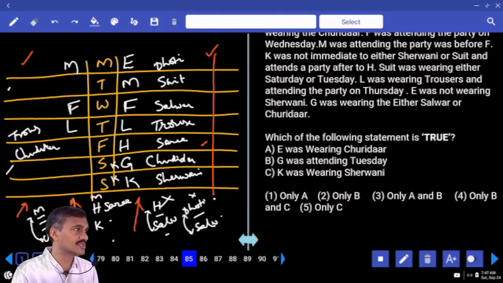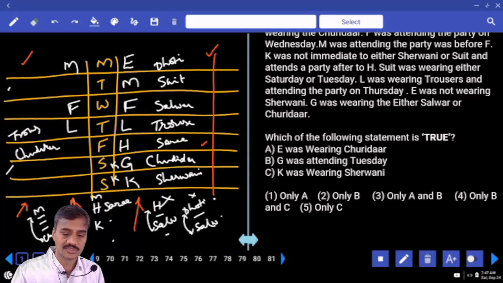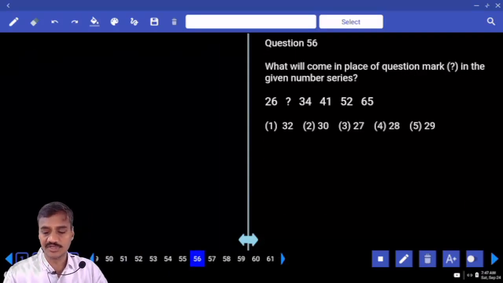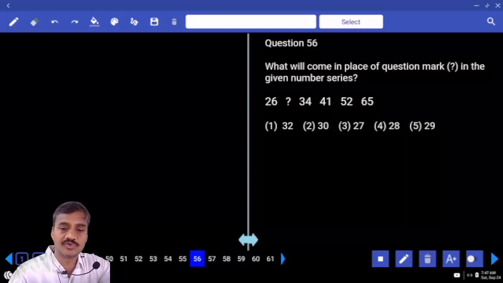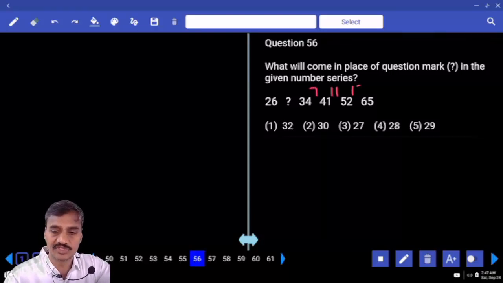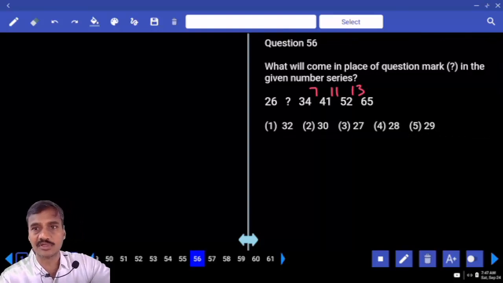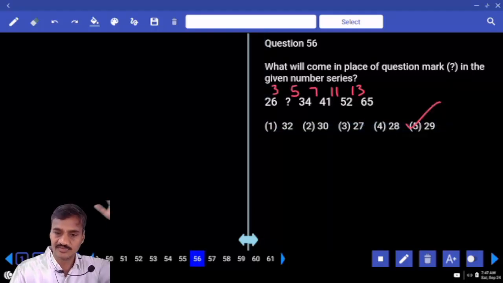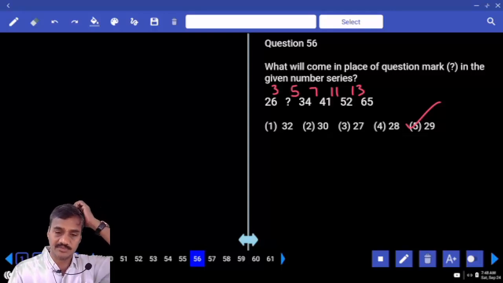And next one, number series. Quick. Question number 56. Now 26, 34. Numbers are increasing at a smaller rate, hence it must be under the difference category. 34, 41 difference 7. 41, 52, 11. 52, 65, 13. 7, 11, 13 is nothing but prime numbers. The previous prime number is 5 and this is 3. 26 plus 3, 29, choice 5. The differences between the numbers are consecutive prime numbers.